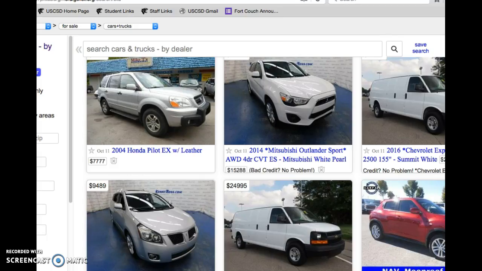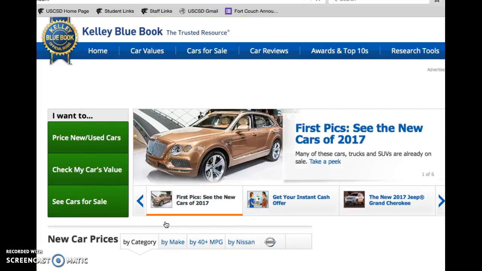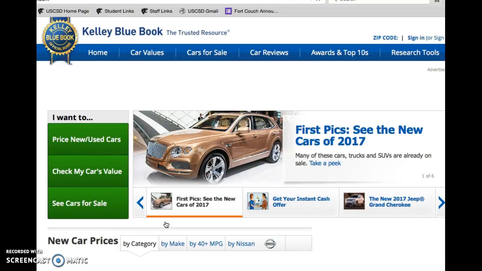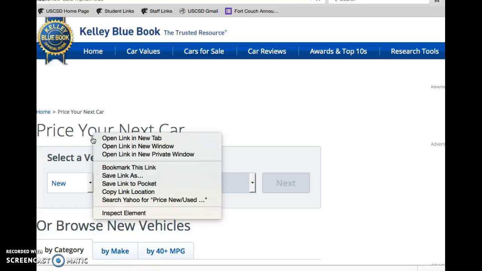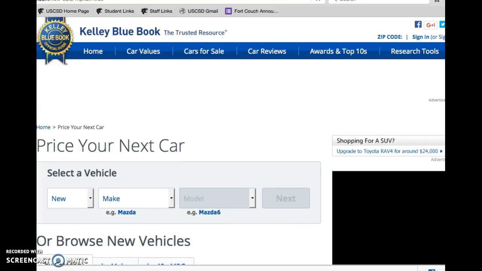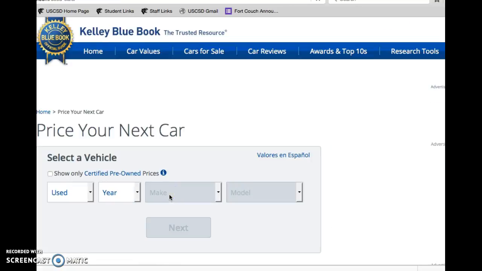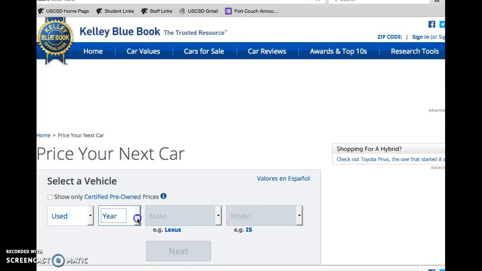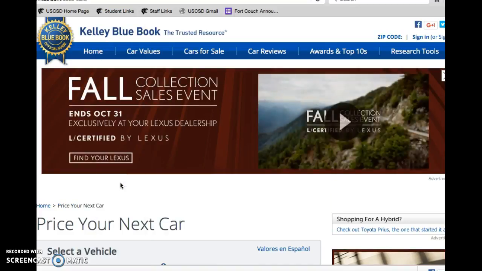Go back to Blended Schools. And if you go back to Blended Schools, Kelley Blue Book is right here. You're going to click Price, New and Used Cars. When you are here, you're going to put yours is not new, yours is used. Then put the year that you bought your car. Oh, maybe you bought it in, maybe it's a 2007.